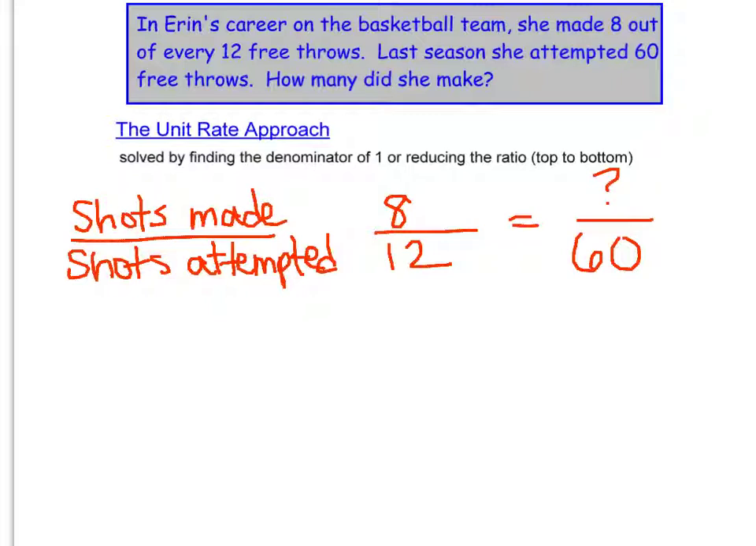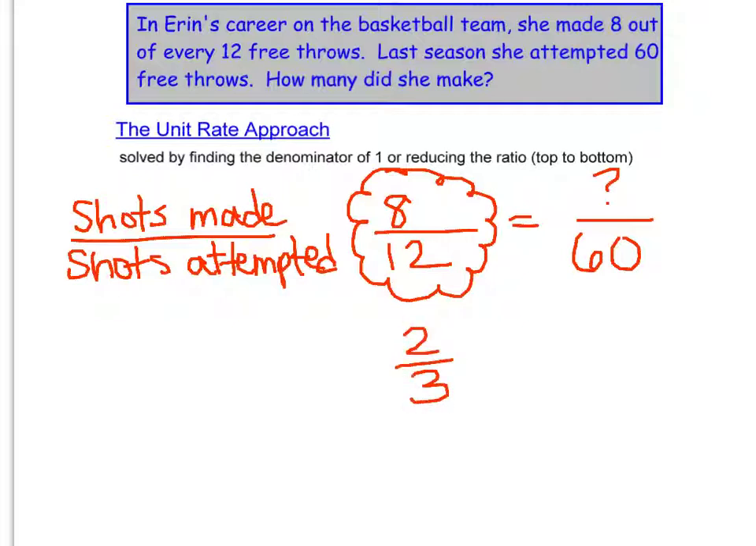In that whole setup, I talked my way through it and I wrote my equation of 2 ratios set equal to each other. Now this unit rate approach is being able to look within our ratio of shots made to shots attempted. So our 8 shots made to every 12 that we tried, and we're going to see if we can go by a unit rate or reduce that ratio. So I think back to my fractions. I know that 8 and 12 are both divisible by 4, and so I'm going to reduce this ratio into 2/3.